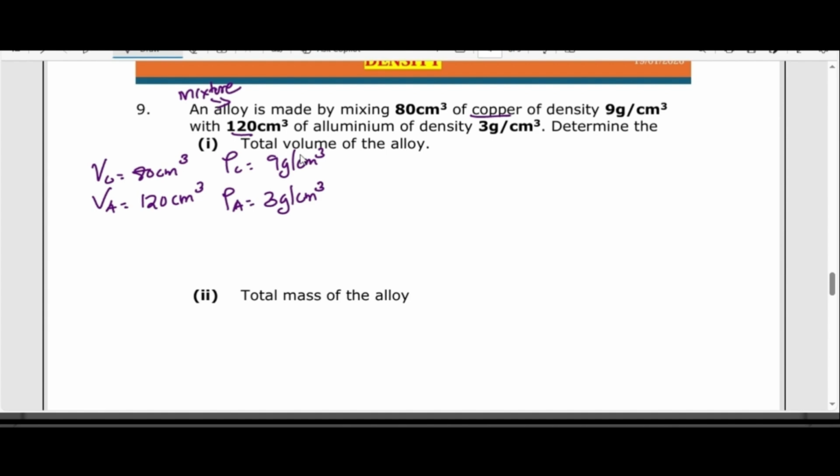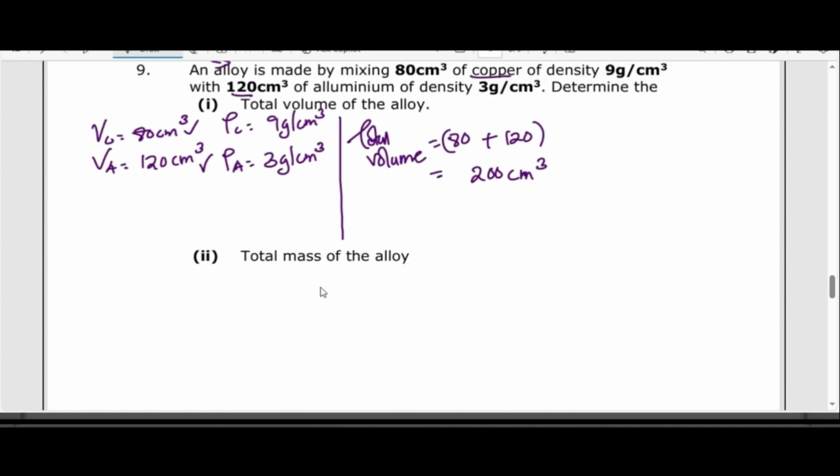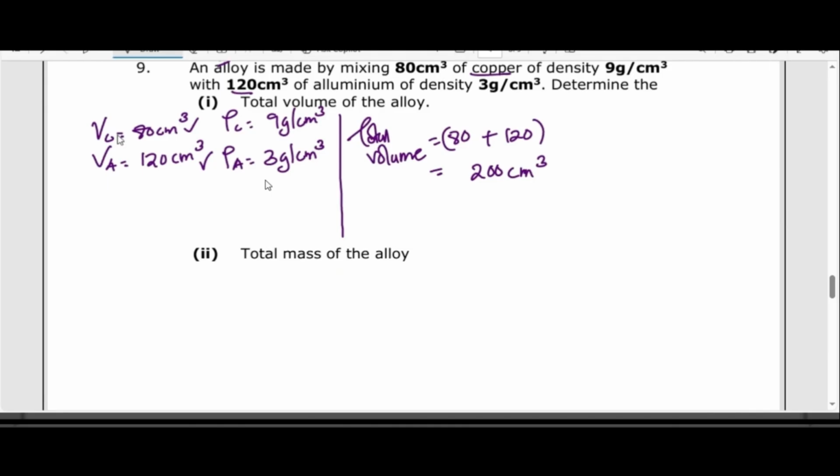So this is the volume of copper, VC. The volume of copper is said here, and VA is the volume of aluminium. So A here stands for aluminium. Density of copper again is 9 grams per centimeters cubed. Density of aluminium is 3 grams per centimeters cubed. So total volume is just you add the two, volume of copper plus the volume of aluminium.